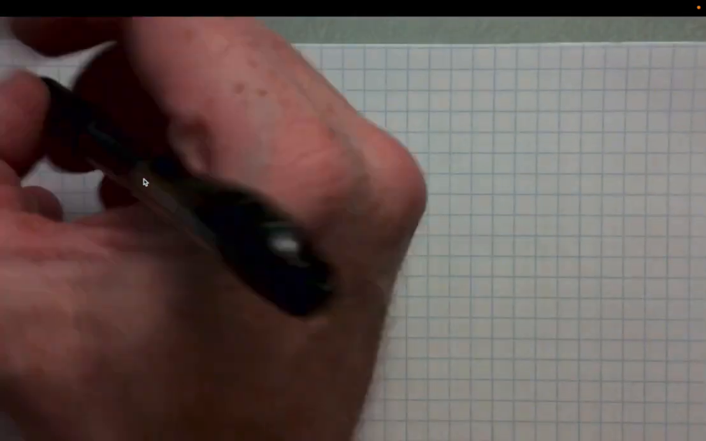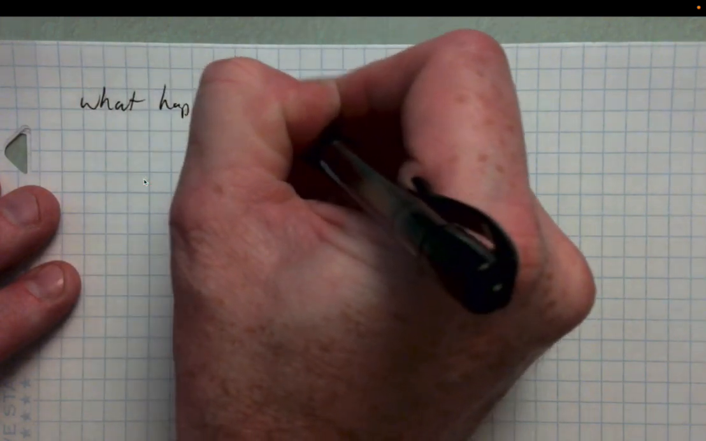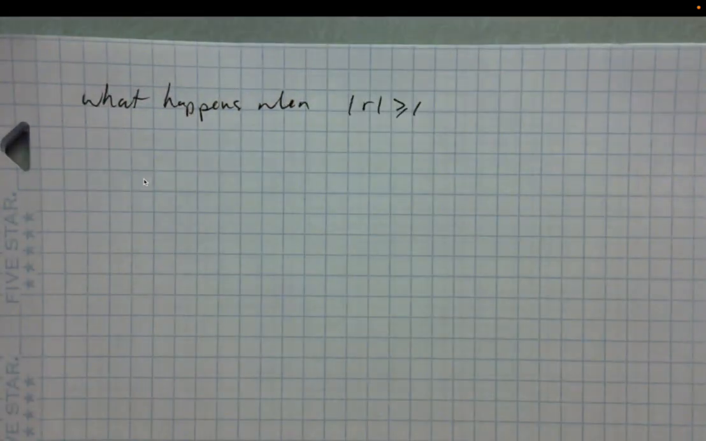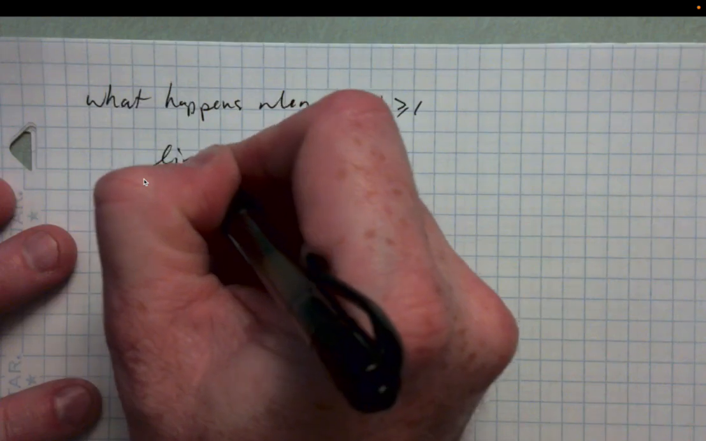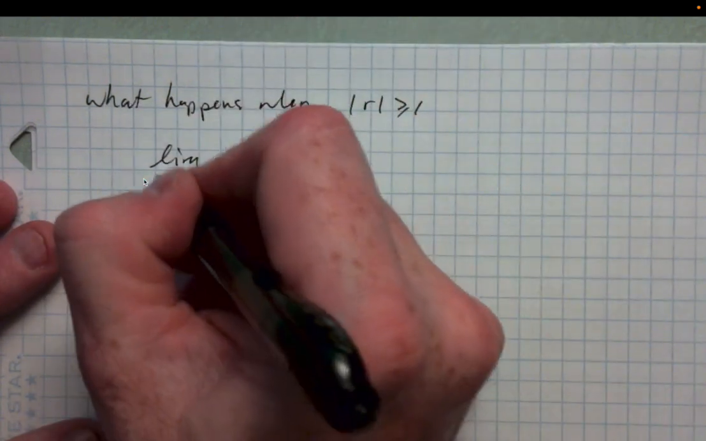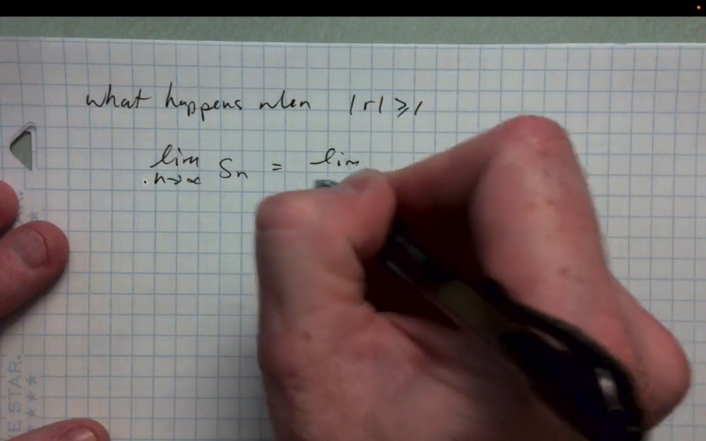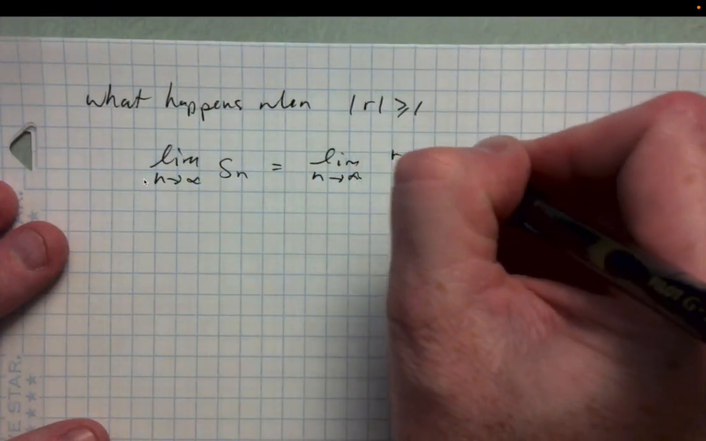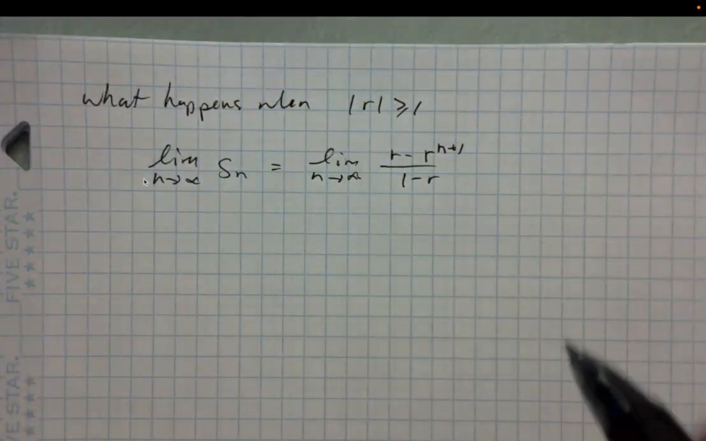So what happens when the absolute value of r is greater than 1, or greater than or equal to 1? Well, you can just look at the previous limit, right? Limit as n goes to infinity of s sub n. Again, it will be the same. It'll be the limit as n goes to infinity of r minus r to the n plus 1 over 1 minus r.